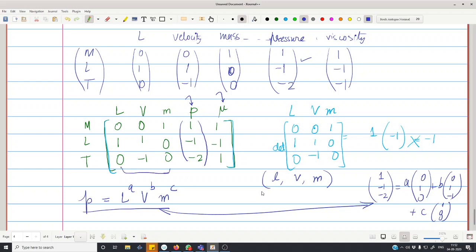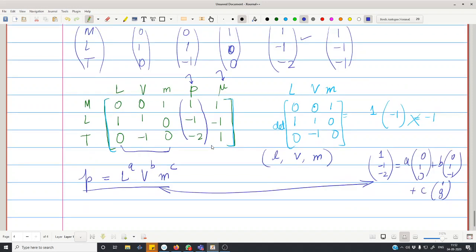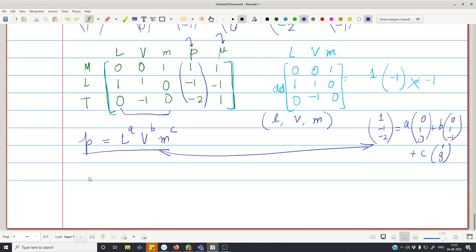So quickly find the linear combination and tell me. So what is A, B and C? Once again.